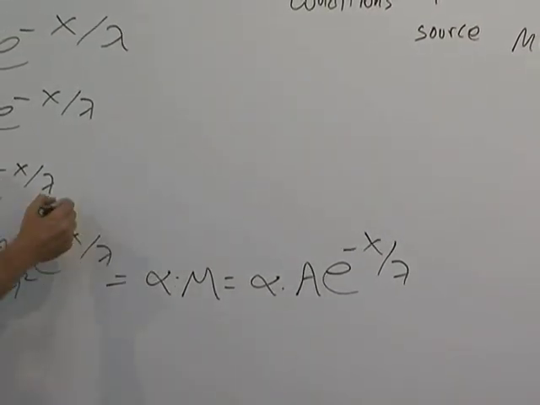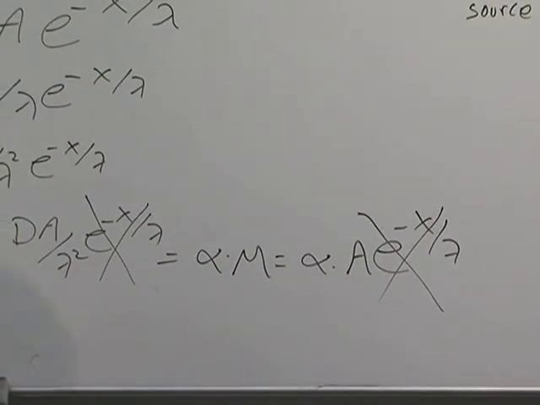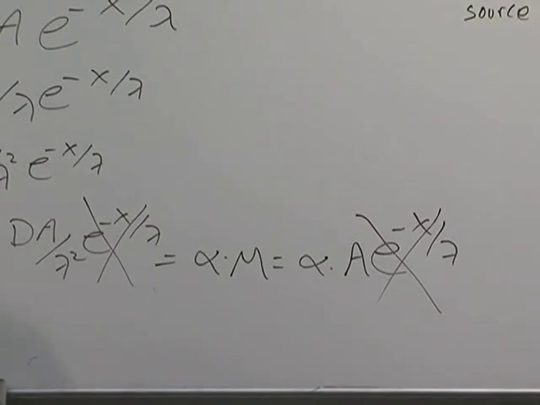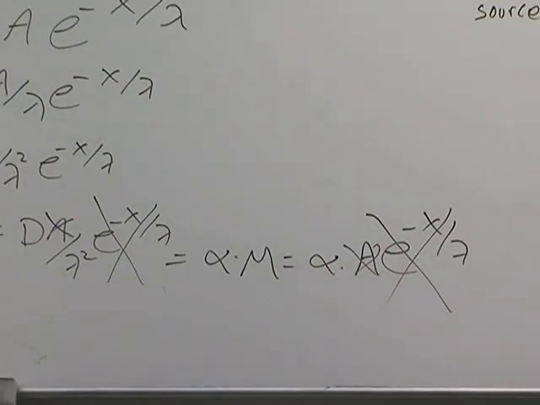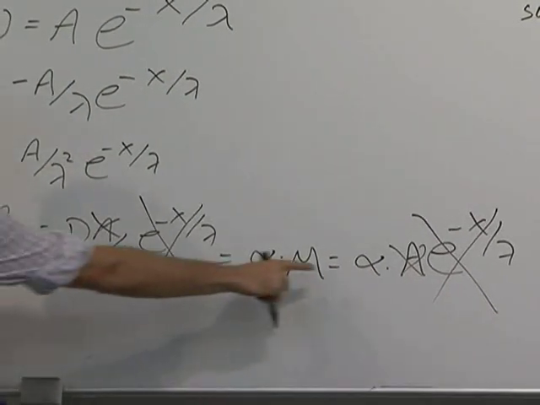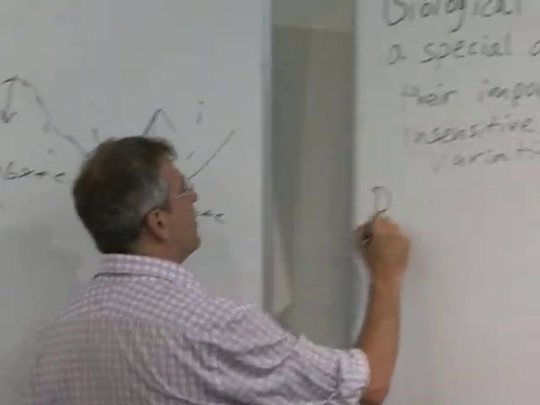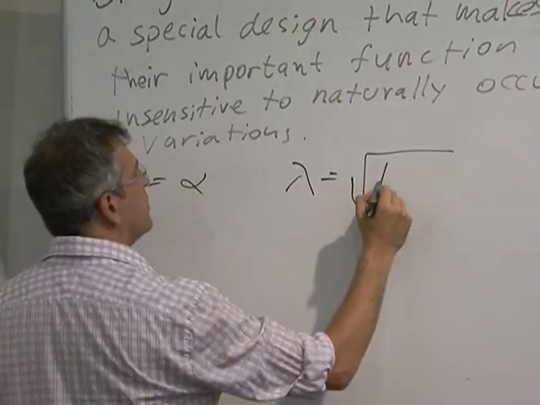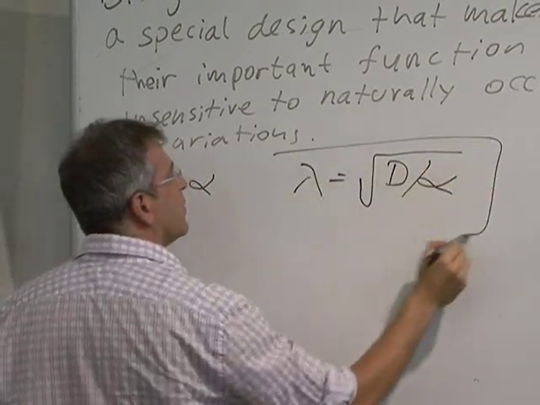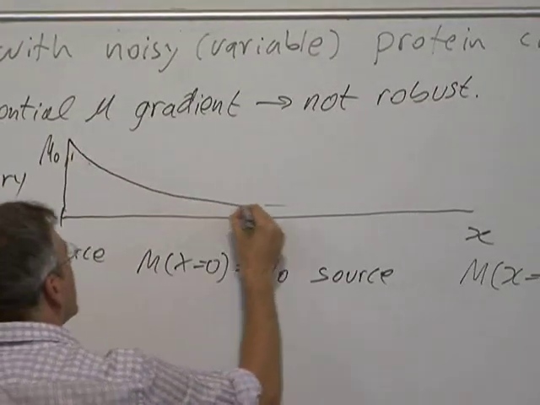So first of all, of course, conveniently, the exponential goes away, and we see that A also goes away. Fantastic. And so we have that d over lambda squared equals alpha. Or in other words, lambda equals the square root of d over alpha. So this is the typical scale. What we get here is an exponential, I'm going to draw it here, this is m0.